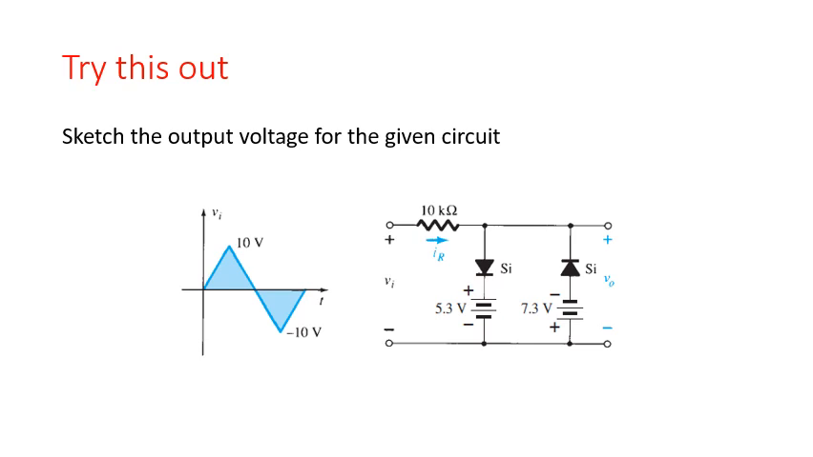So I'm going to assume that from slide number 1 till now you have understood practically everything that is there to understand in this circuit. So you've got a circuit over here. It has 2 silicon diodes. The question is sketch the output voltage for the given circuit.